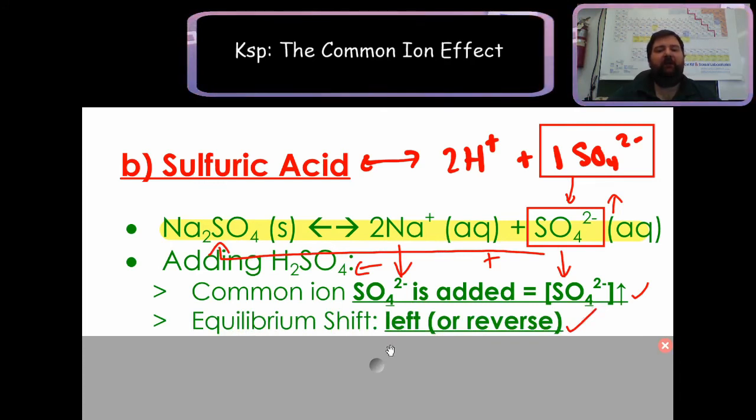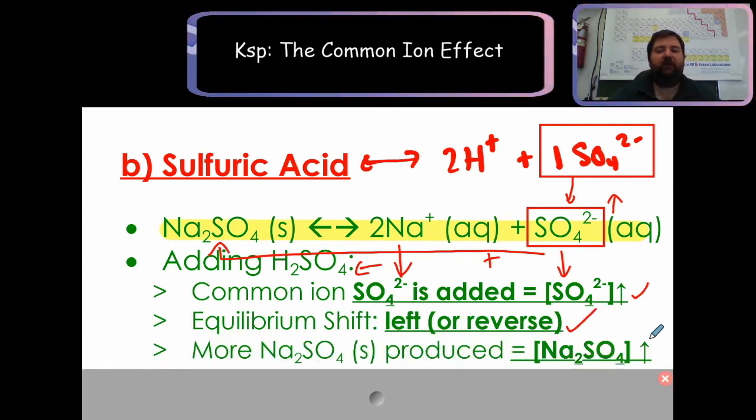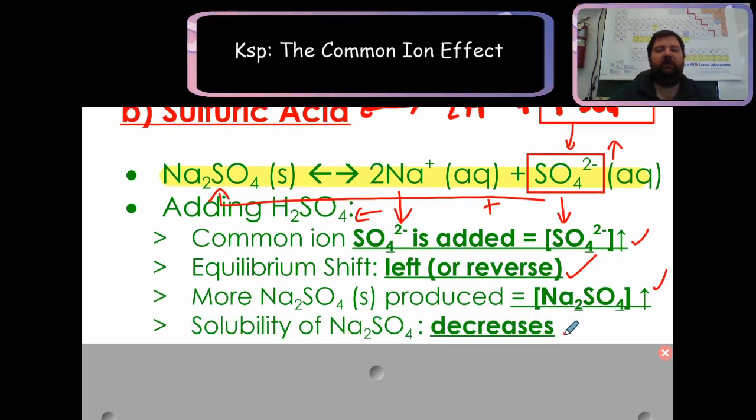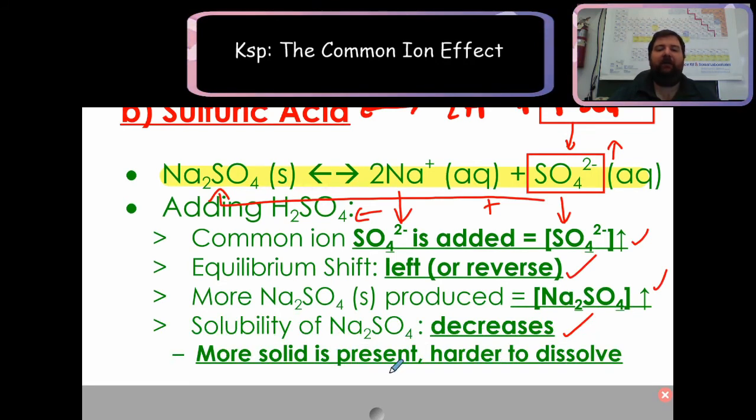This means we're creating sodium sulfate. So sodium sulfate's concentration will go up. If sodium sulfate's concentration goes up, that means we're going to decrease solubility. And why? Because there's more solid, so it's harder to dissolve.